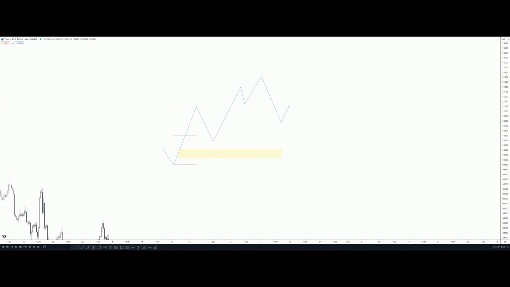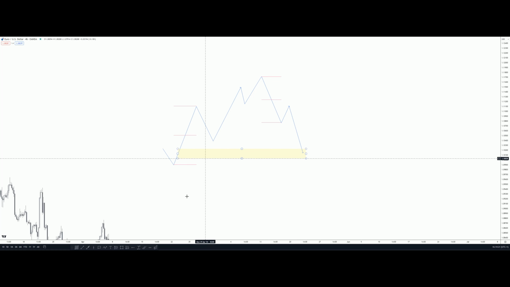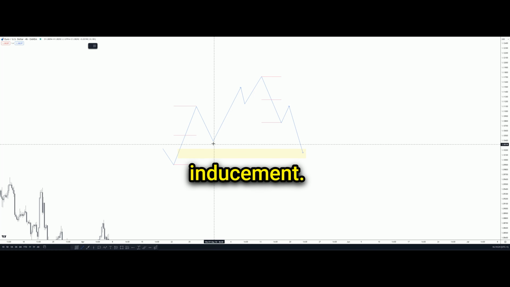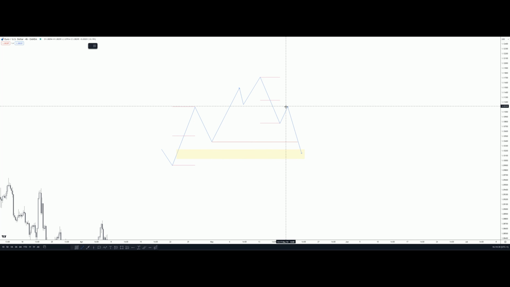So for example, if this was the situation here, we had a selling range from here to here, failed to mitigate, and then push down into our zone here, I would expect price to at least take this. Now, what I would call the points of price that fail to tap the zone or the discount, that's what I define as my inducement. So this is inducement, and this is inducement. And these are great areas to target.